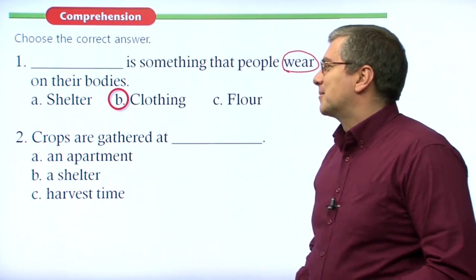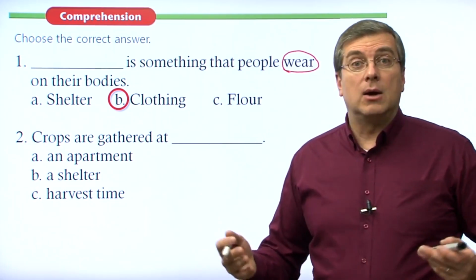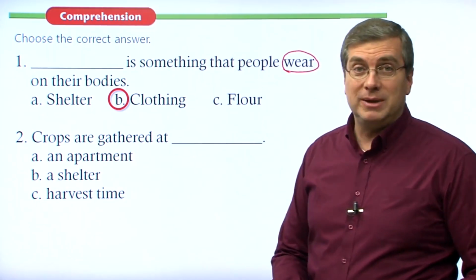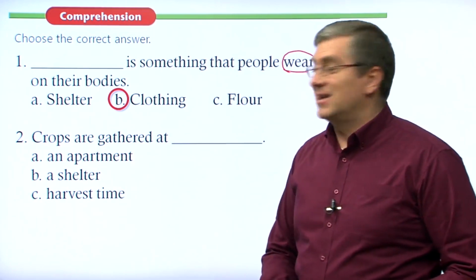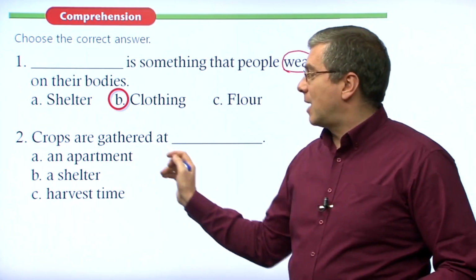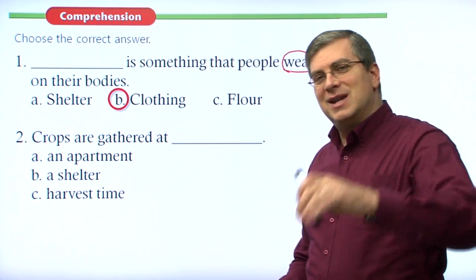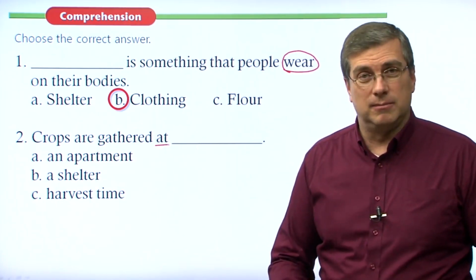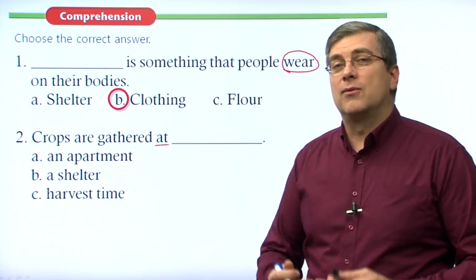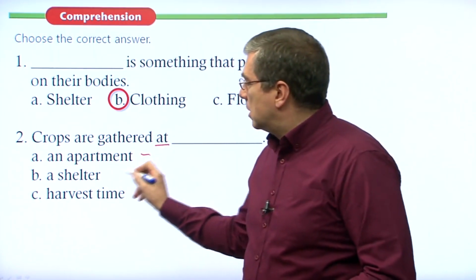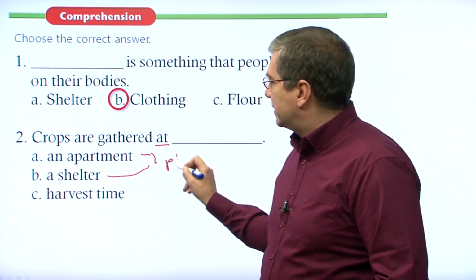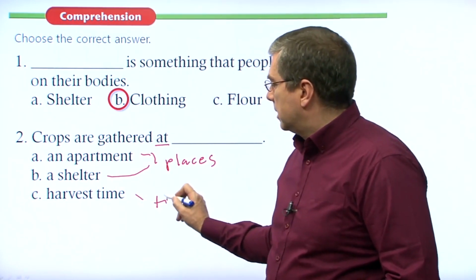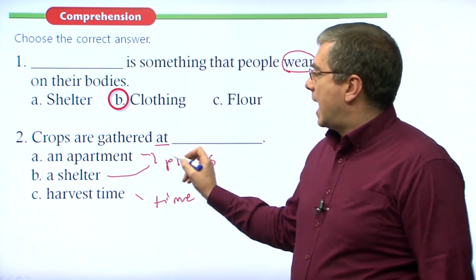Okay. Number two, crops are gathered. When are crops gathered? When do you gather crops? Do you gather crops at an apartment? Do you gather crops at a shelter? Or do you gather crops at harvest time? By the way, it's interesting to notice, at can be used for both place and time. These two are places, aren't they? This is a time. It says time right there. So we use at for places and time.